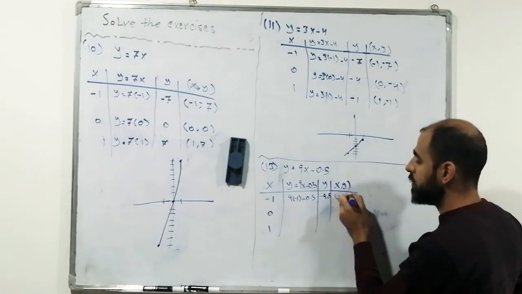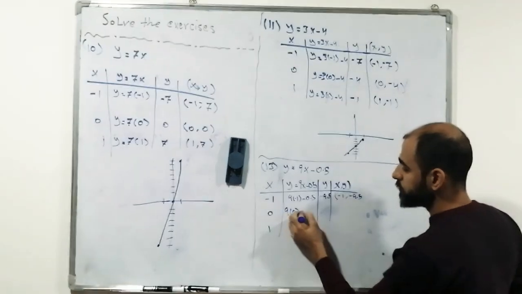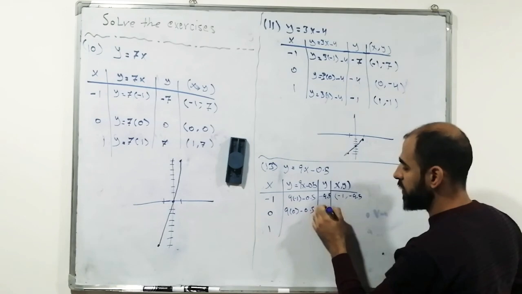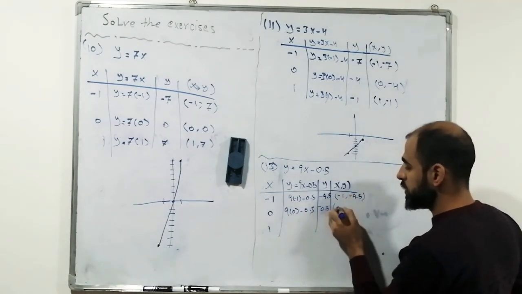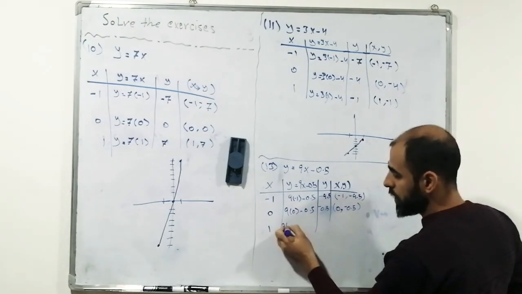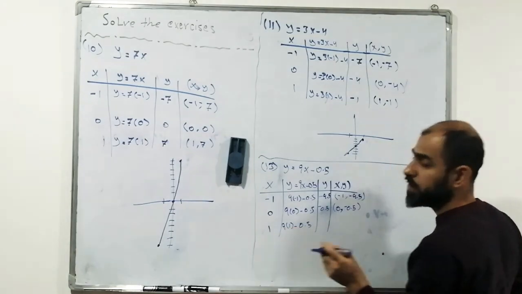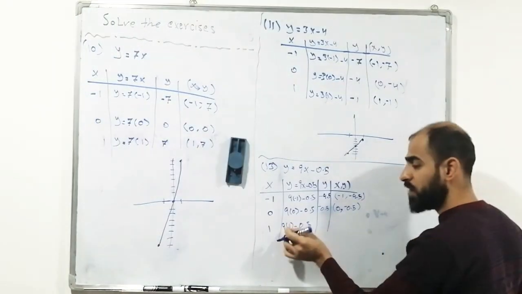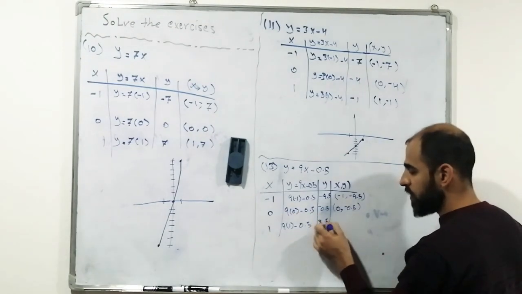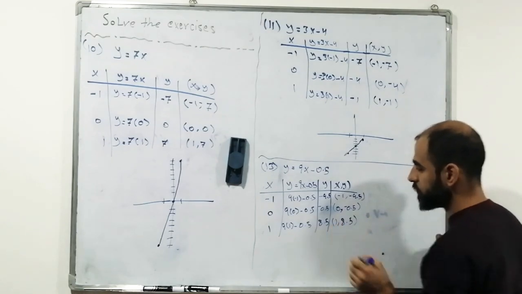So the first ordered pair is (-1, -9.5). And 9 by 0 minus 0.5. 0 minus 0.5 is -0.5. The other ordered pair is (0, -0.5). 9 by 1 minus 0.5: 9 by 1 is 9, minus 0.5. 9 minus 0.5 is 8.5. So the third ordered pair is (1, 8.5).